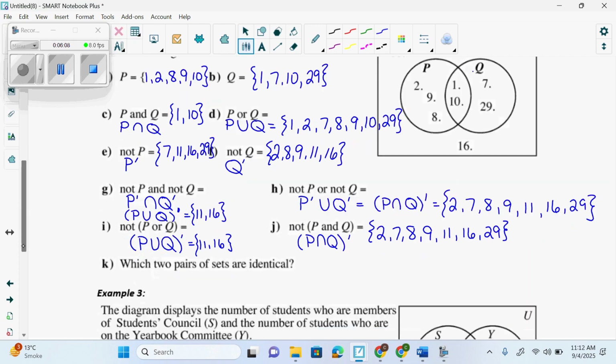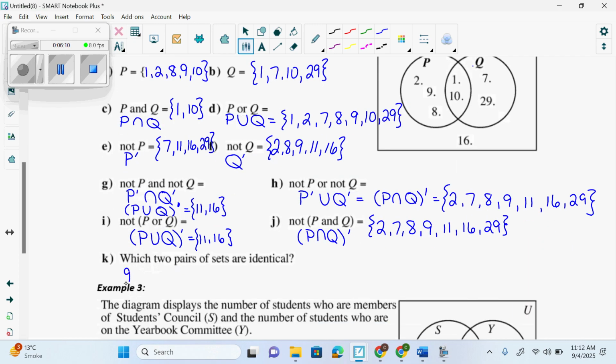So which two pair sets are identical? G and I, H and J.